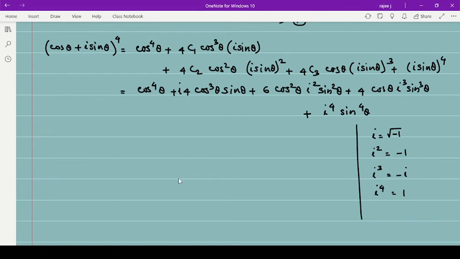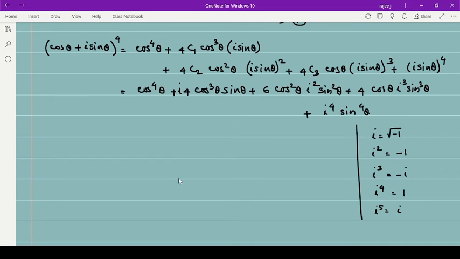From i raised to 5 onwards, this will repeat. i raised to 5 will be i, i raised to 6 will be minus 1, i raised to 7 is minus i, and i raised to 8 will be plus 1. We know all multiples of 4 will be plus 1. So you need to remember that also.